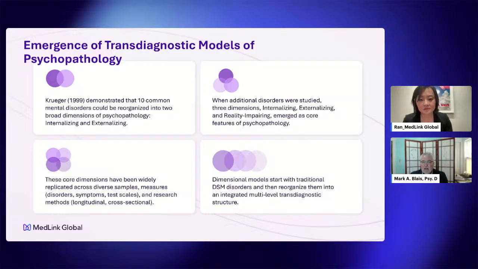These core dimensions have been very widely replicated using diverse samples, different types of measures, disorders, symptoms, test scales, and different research methodologies like cross-sectional or longitudinal. Dimensional models start with traditional DSM disorders or symptoms, but then reorganize them into what's called a multi-level transdiagnostic structure.